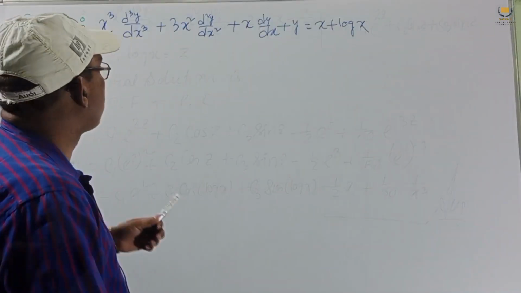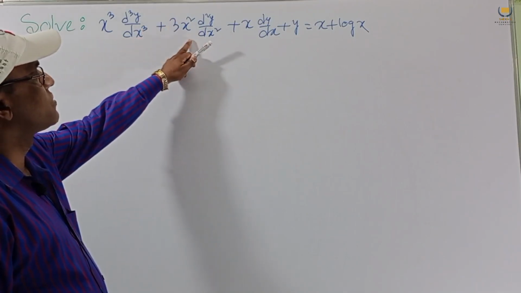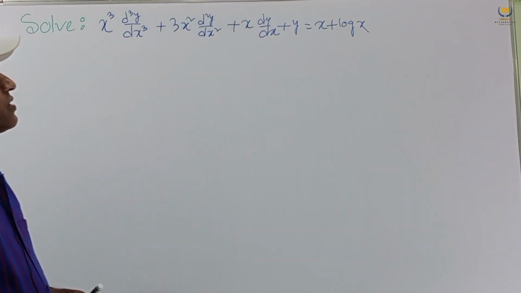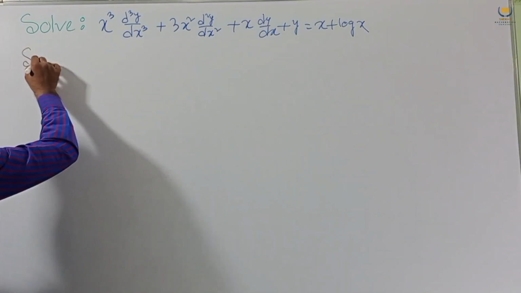I consider another problem. It's also homogeneous. This is x cube, third order, x square, second order, x, first order, and this y. So this is our problem. This is also a homogeneous linear differential equation. Now the solution.